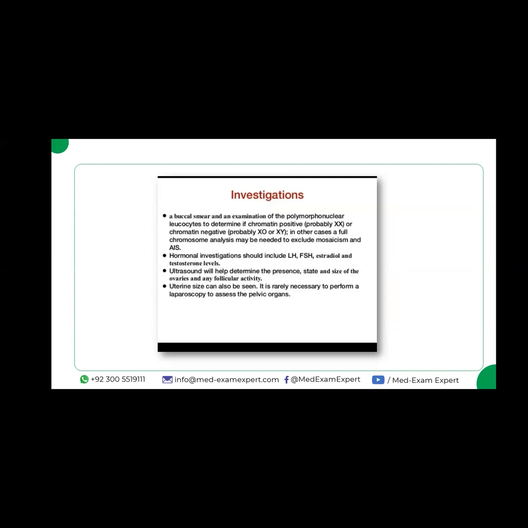Ultrasound will help to determine the presence or absence of the uterus, and if the uterus is present, what is the state and size of the uterus, as well as the state of the ovaries and any follicular activity. Laparoscopy is rarely done nowadays because in most of the patients, the diagnosis is made on history, examination as well as the ultrasound.